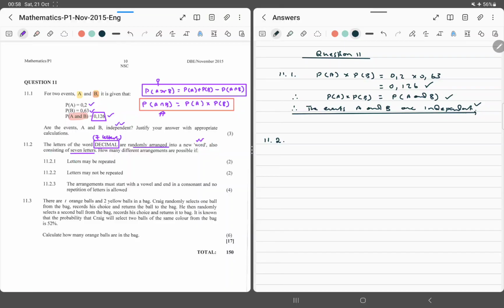Okay, that's good. So the question says, how many different arrangements are possible if we are talking a repetition of the letters?